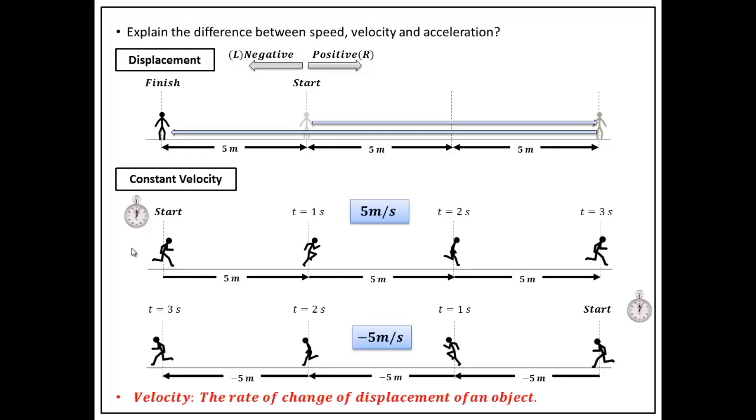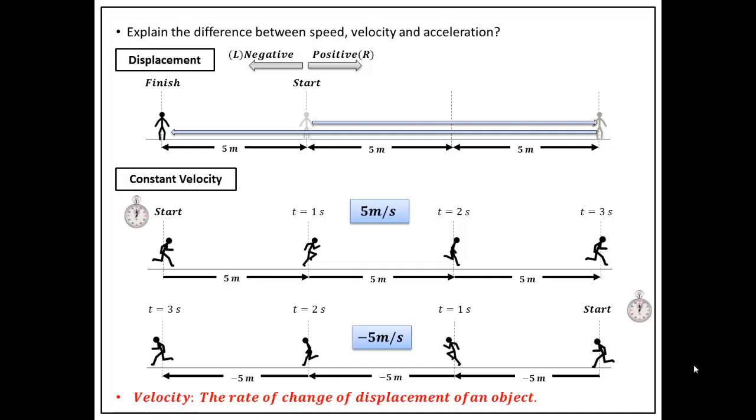So velocity is defined as the rate of change of displacement. In this top diagram, our runner is running from left to right, they're running in the positive direction, and their displacement each second is a positive 5 meters, and therefore their velocity is 5 meters per second.